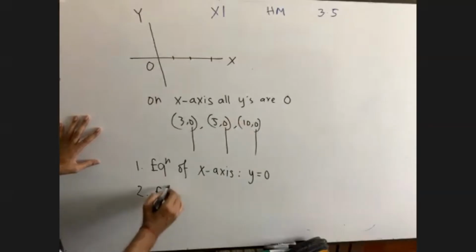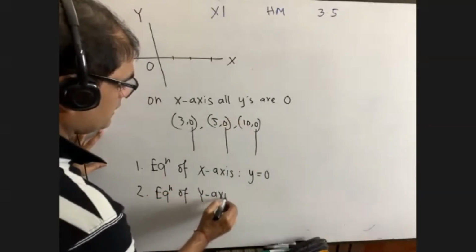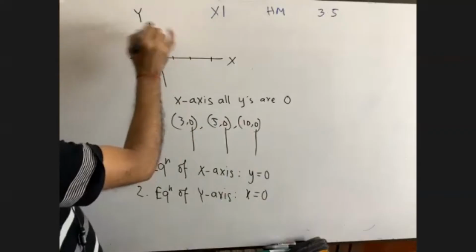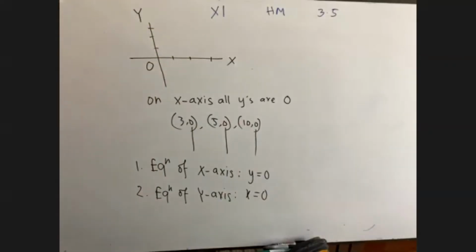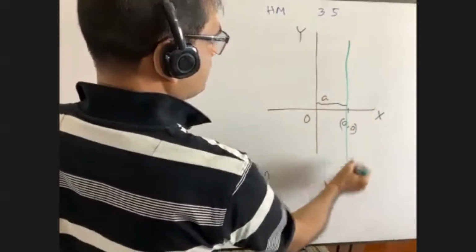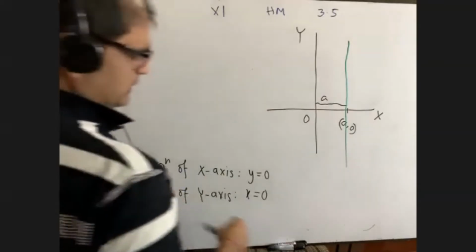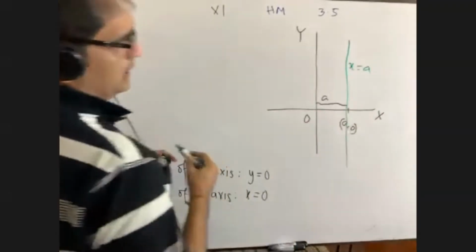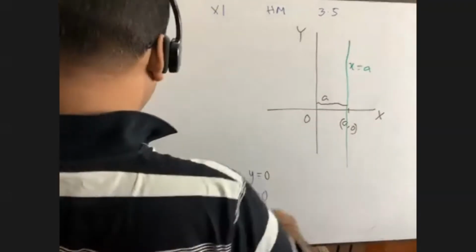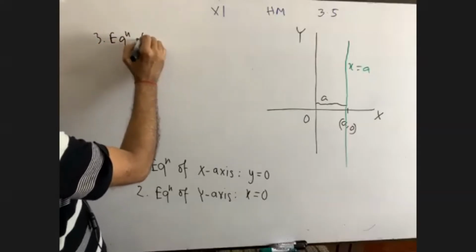Please try to understand. This is O, this is X, this is Y. Okay, on the X axis, all Ys are 0. Suppose a point 3, 0, another point 5, 0, 10, 0. You see, the ordinates are 0. So it is 3, 0, it is 5, 0, it is 10, 0. Okay, is it?